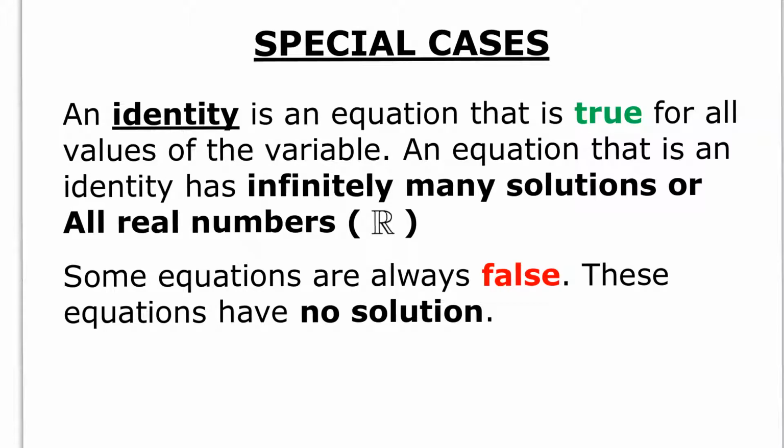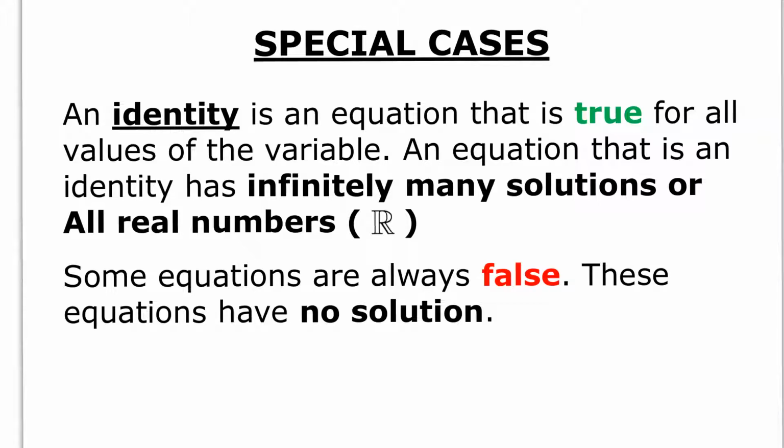Now, one of the things that can happen when you solve an equation is the variables cancel. So you don't have any more variables. When that happens, we say those are special cases. So let me explain what the special cases are. There are 2 special cases that you need to understand.